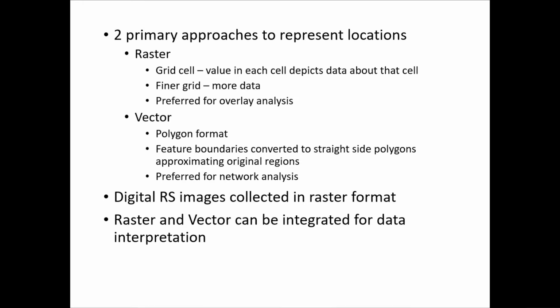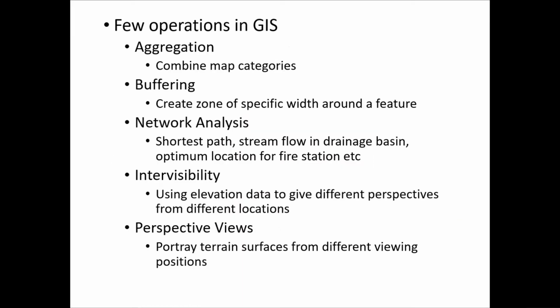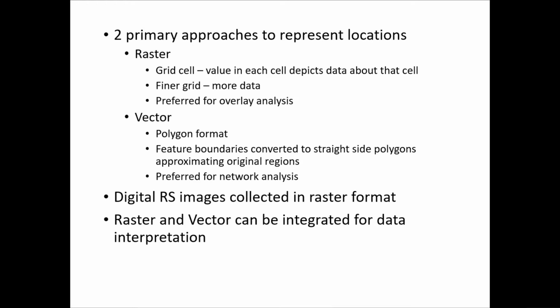And there are two primary approaches to represent locations. One is raster, another one is vector. Raster, as I showed you earlier in that overlay analysis, these are raster files. You have divided the whole area into different grids, and each of these grids will have some data in it, right? So this is an example of a raster file. It's a grid cell. The values in each cell depict data about that particular cell. If you have a finer grid, you will obviously have more specific data. So for overlay analysis, raster files are preferred.